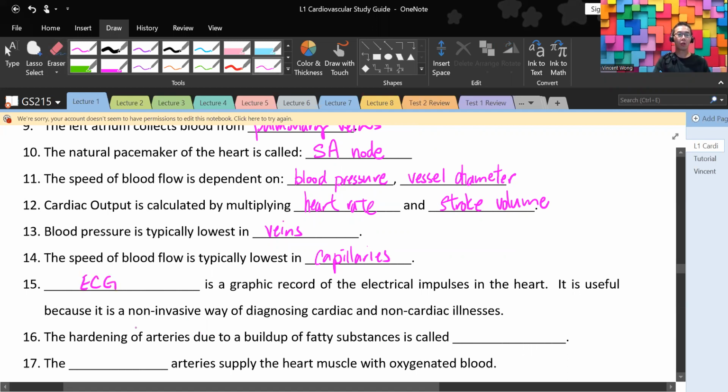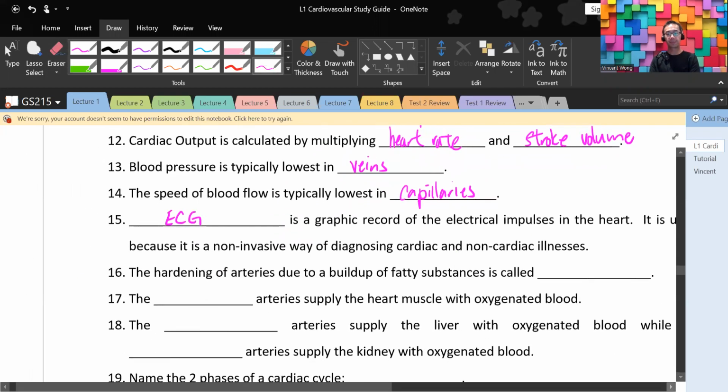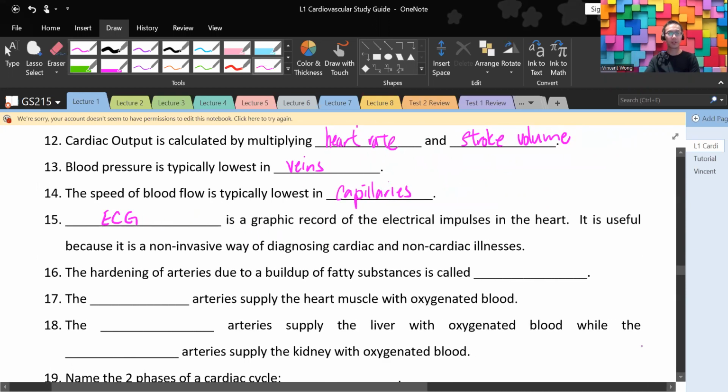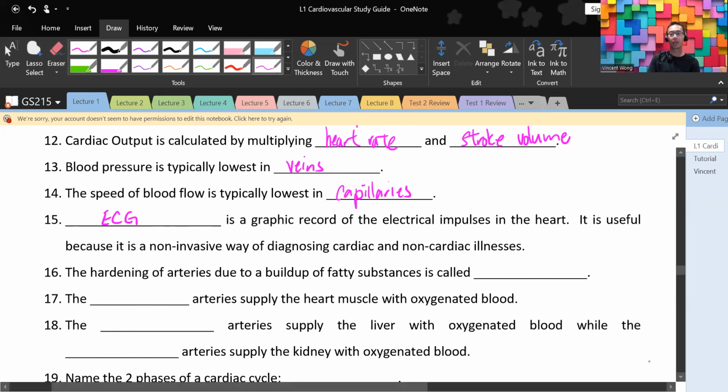ECG, or electrocardiogram, is a graphic record of the electrical impulses in the heart. It's non-invasive, right? Ever seen it on TV or had it done on yourself? The nurse would put some stickers at various locations on the body, and those in turn would be hooked up to wires, and you'll be able to see the electrical signal on the monitor.